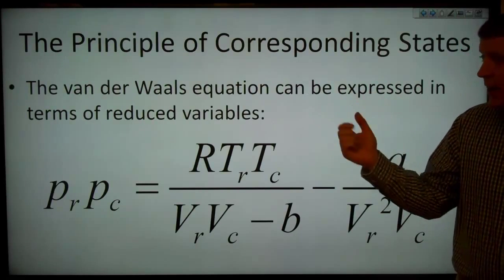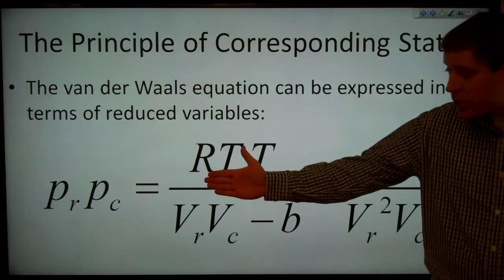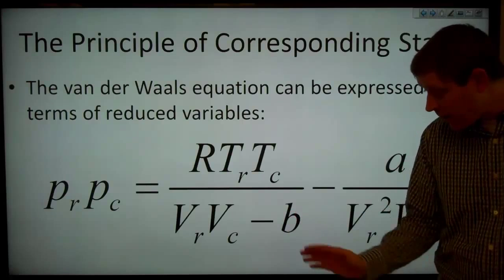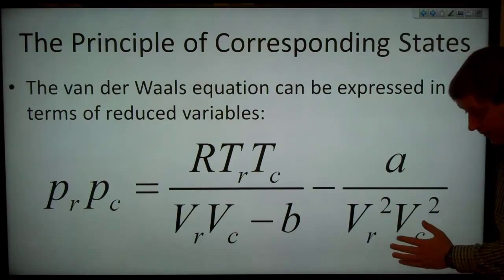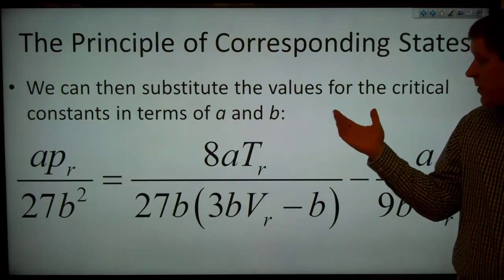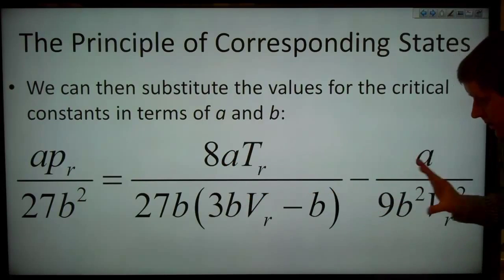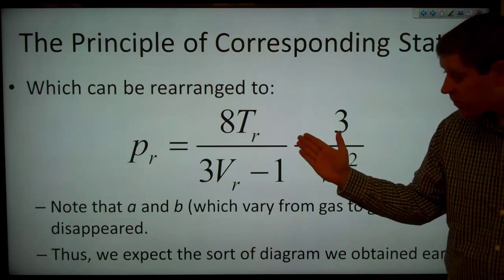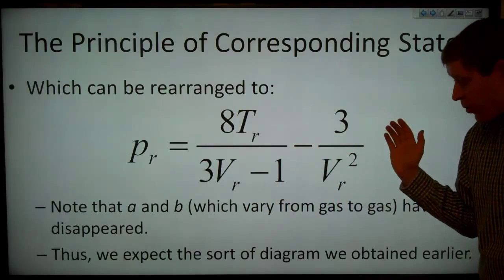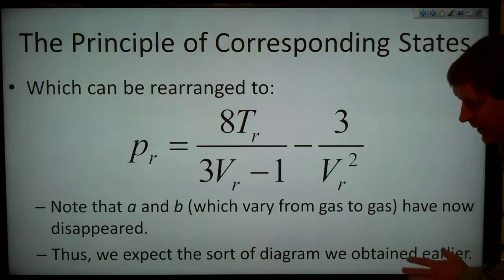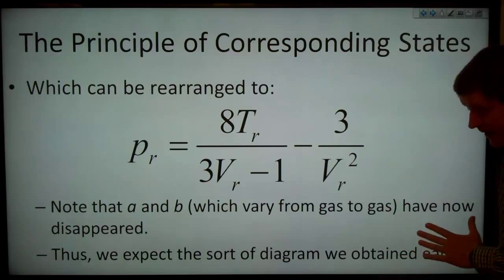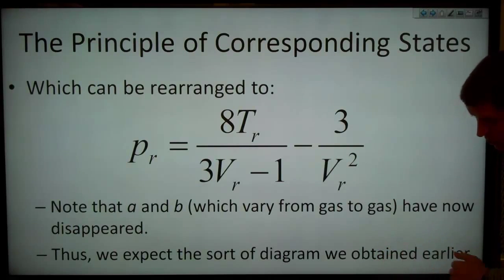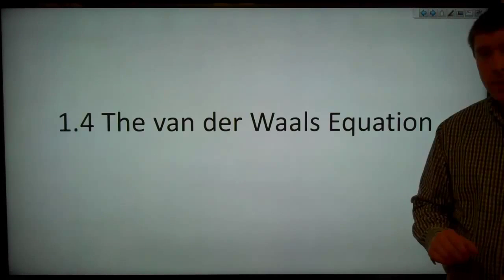The van der Waals equation can be expressed in terms of our reduced variables then. So the reduced pressure times the critical pressure is equal to R times the reduced temperature times the critical temperature over the reduced volume times the critical volume minus b, minus a over the square of the reduced volume times the square of the critical volume. And we can then substitute the values for the critical constants in terms of a and b to give us this, which we can then rearrange to give us this. So now we have the reduced pressure is equal to 8 times the reduced temperature divided by 3 times the reduced volume minus 1, minus 3 over the square of the reduced volume. And note here that a and b, which vary from gas to gas, have now disappeared. So this now applies to all gases. And thus, we expect the sort of diagram that we obtained earlier for the different gases. And that was the van der Waals equation.